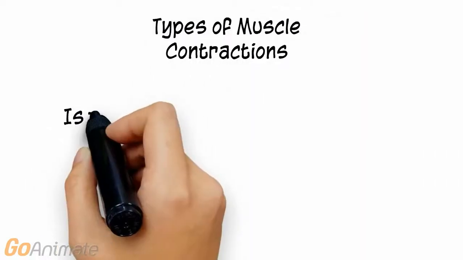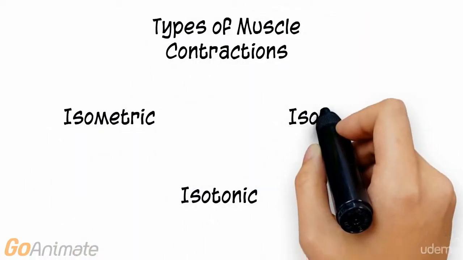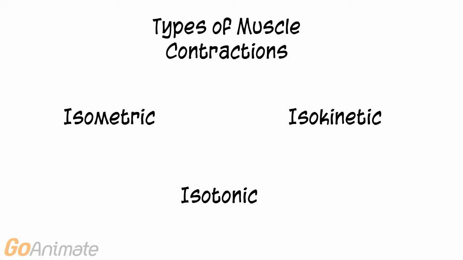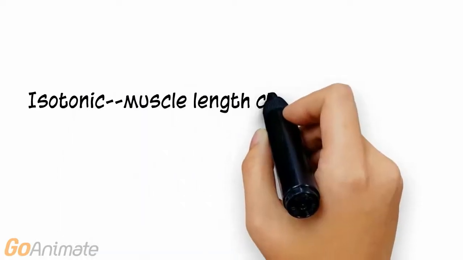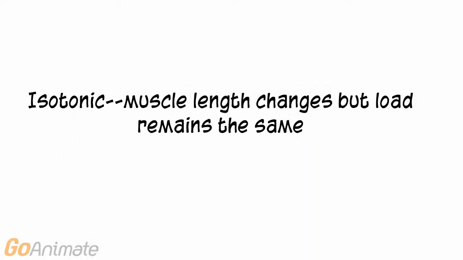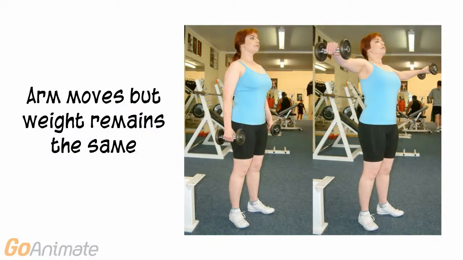There are three types of muscle contractions: isometric, isotonic, and isokinetic. In an isotonic contraction, the load remains the same, but the muscle length changes. This exercise is an example of an isotonic contraction. The subject can move the weight, but the weight does not change.